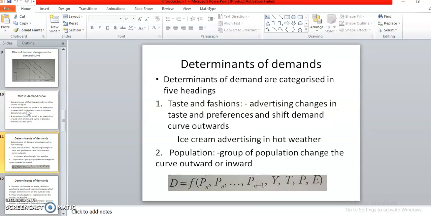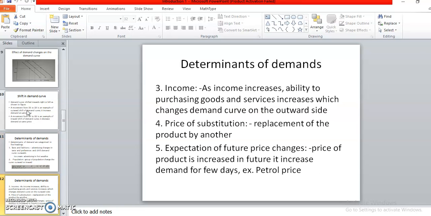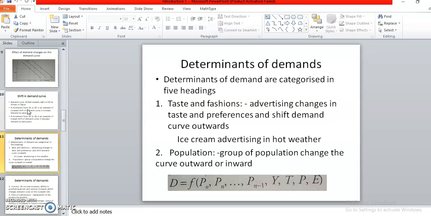There are some determinants which affect the demand. These determinants are categorized as taste and fashion, population, income, price of substitutes, and expectation of future pricing. So these are the five determinants we can point out which affect demand.